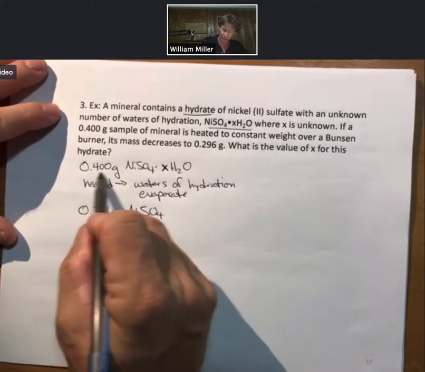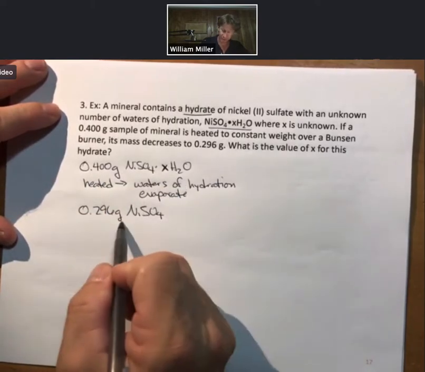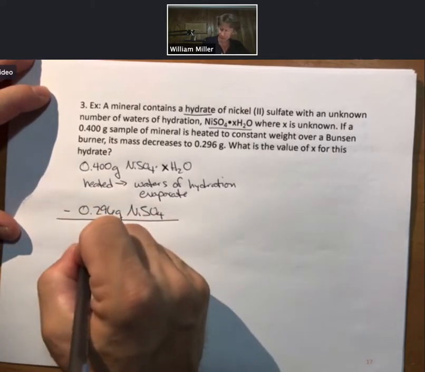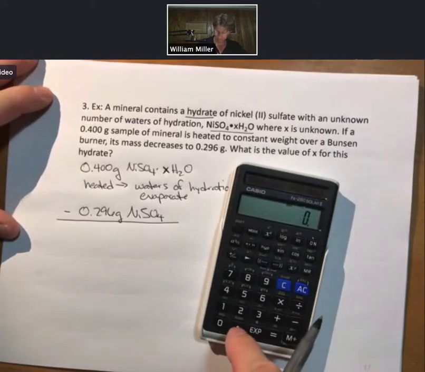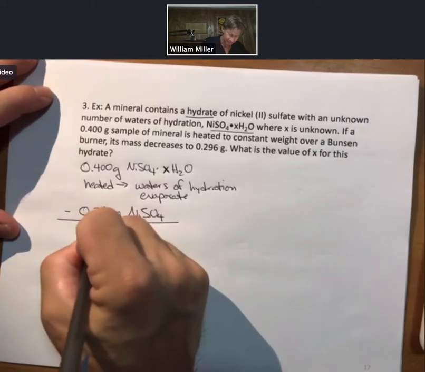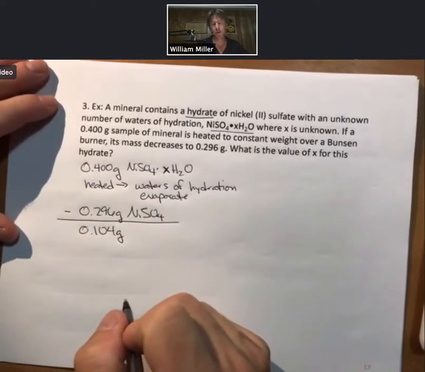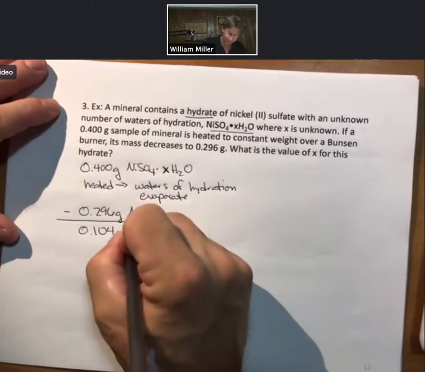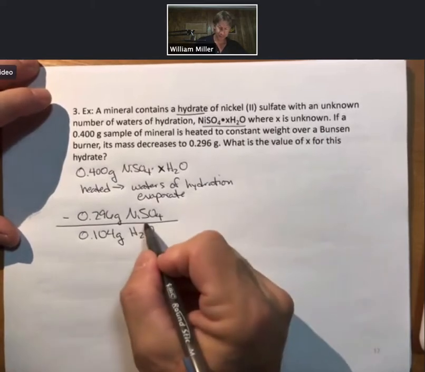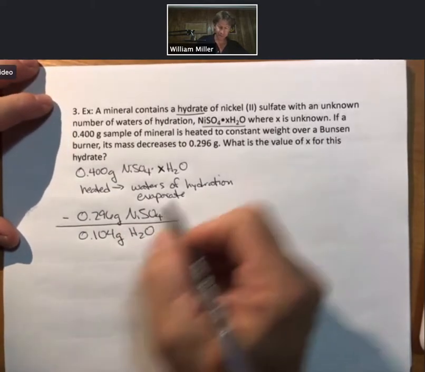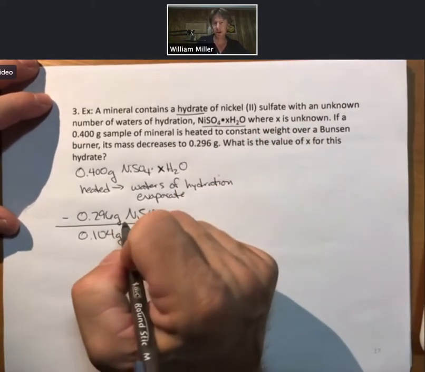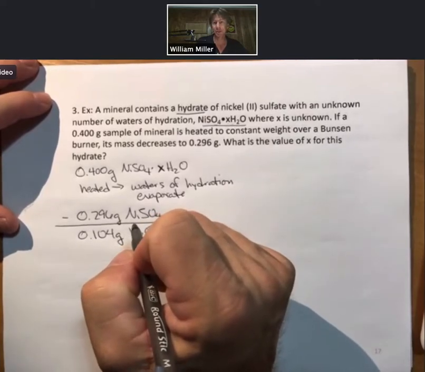Now, if we know how much the whole compound was, and we know how much the nickel 2 sulfate was, then the difference, 0.104 grams, is the mass of the H2O. And what's different about this than the last problem is that now we have grams of two compounds instead of elements, but otherwise we're just trying to find the smallest whole number ratio between the two.